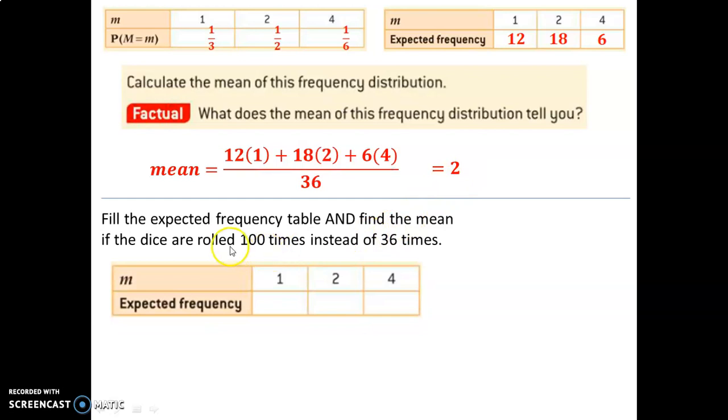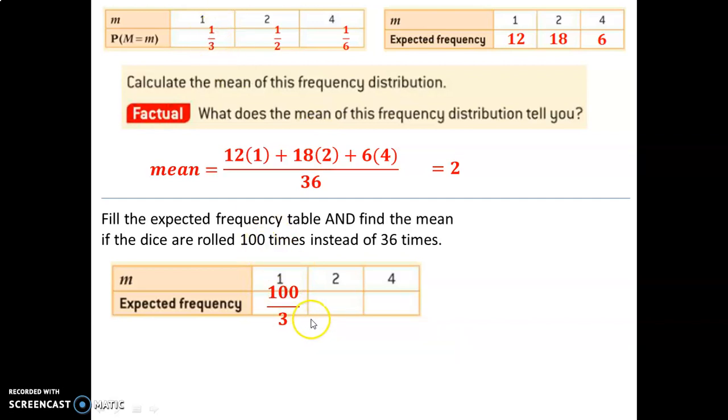Okay, so now we're going to do the same thing here. So fill in this expected frequency table and find the mean like we did here. But this time the dice are rolled 100 times instead of 36 times. So what values will go here and what is the mean when you figure that out using the same approach as we did here?